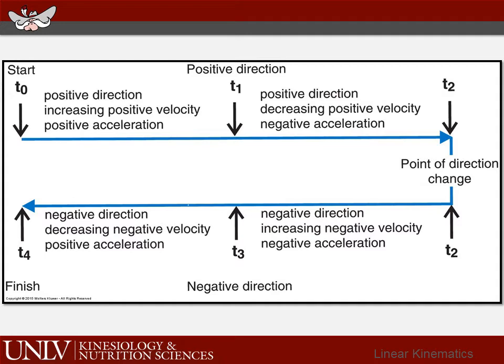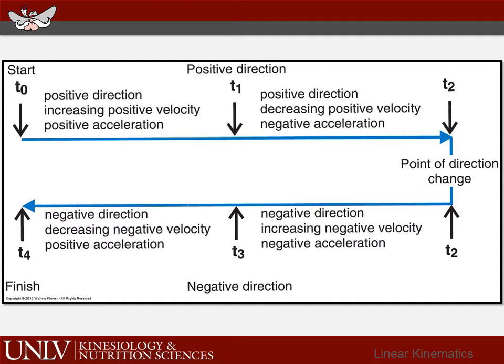Now we're going to turn around and go back towards the origin from T2 to T3. So this is going in the negative direction. It's increasing negative velocity. Whatever the velocity was at T2, at T3 the magnitude is greater, but it's also negative. So it's increasing in negative velocity. This is a negative acceleration.